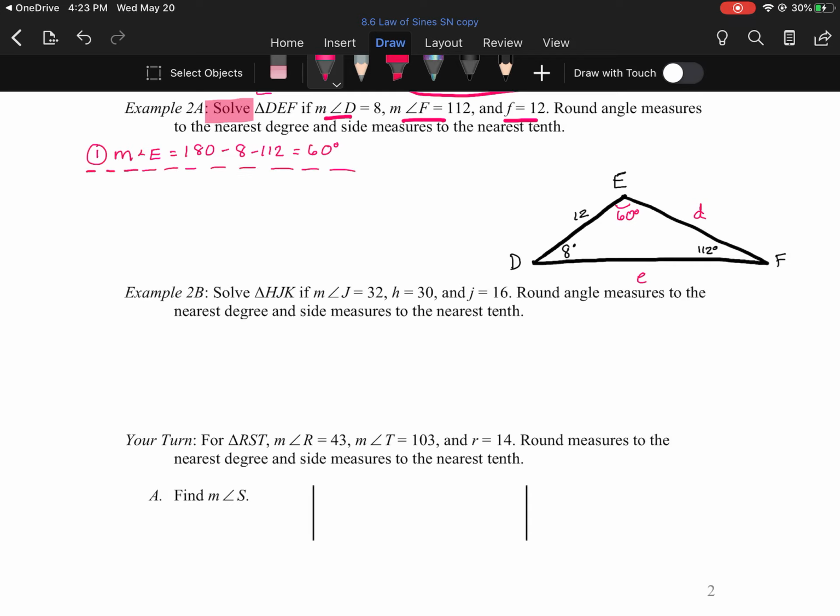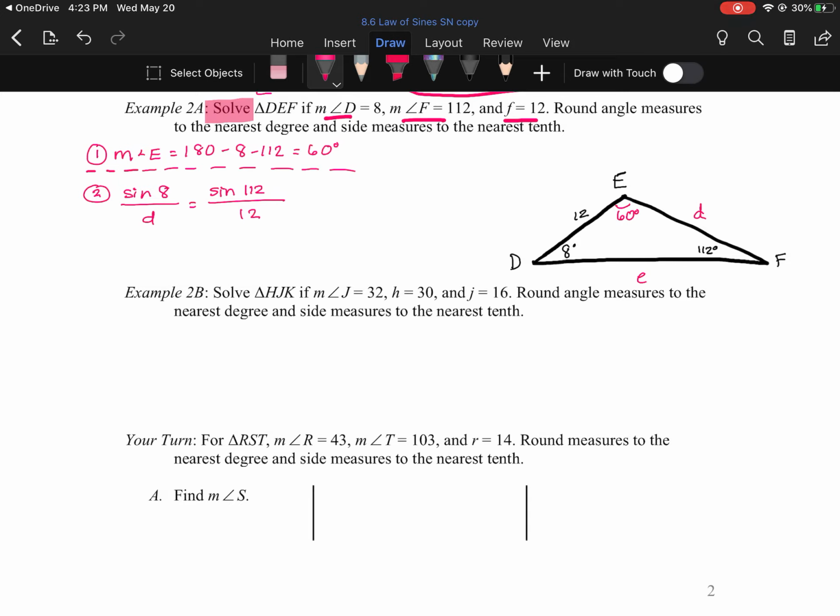I'm going to go ahead and find D because that's first in the alphabet. So I'm going to do the sine of 8 over D equals... now we can't use angle E because we don't know side length E. And if we accidentally made a mistake finding the measure of angle E, then we're already shooting ourselves in the foot by using that to find side D. So we're going to use some of the information they gave us. So I'm going to do the sine of 112 over 12.